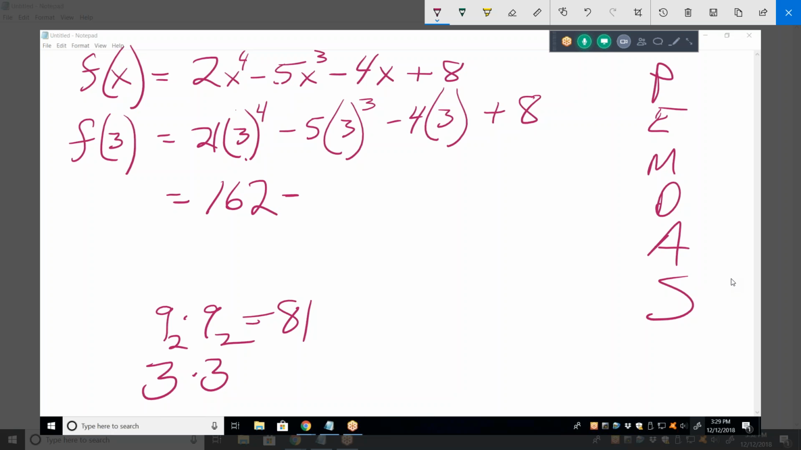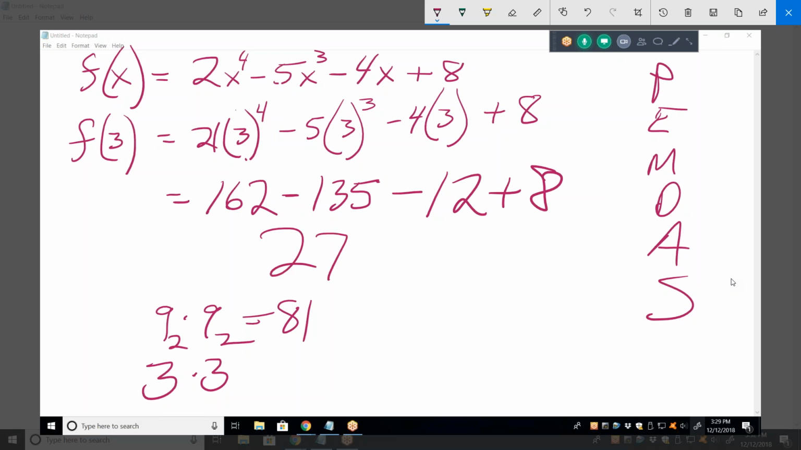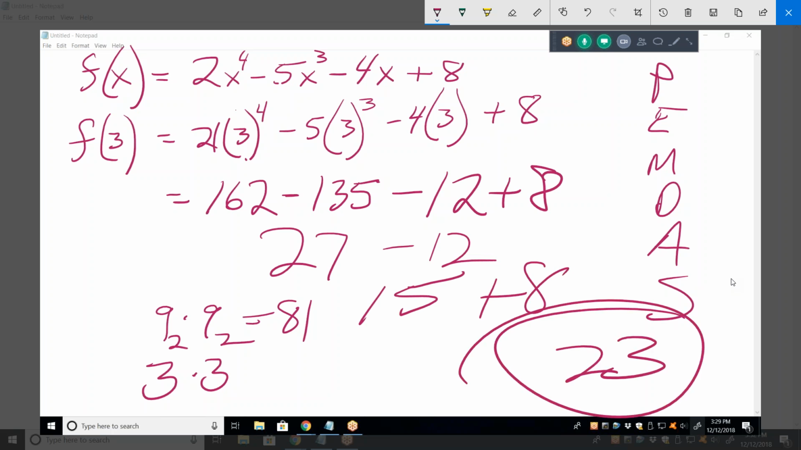Now, what's 3 cubed? You already said 27. 27 times 5 is 135. Minus 12 plus 8. Let's see, that's 27 minus 12 is 15, plus 8 is 23. That should be our answer.